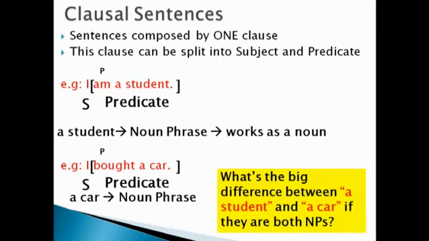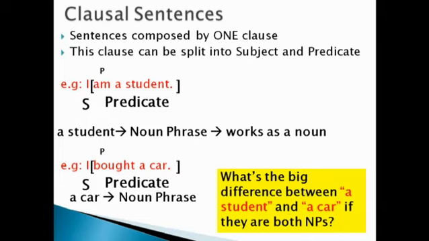In "I am a student," we have a more complex case. "I" is the subject, "am a student" is the predicate, and "am" is in charge of the predicate. "Am" is the predicator. "A student" is a noun phrase that works as a noun.